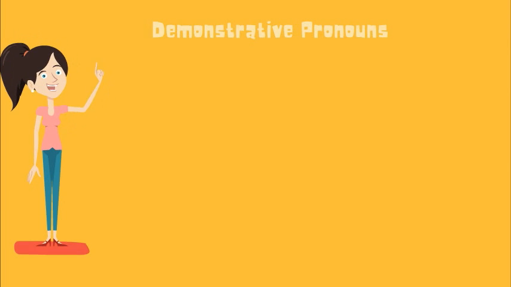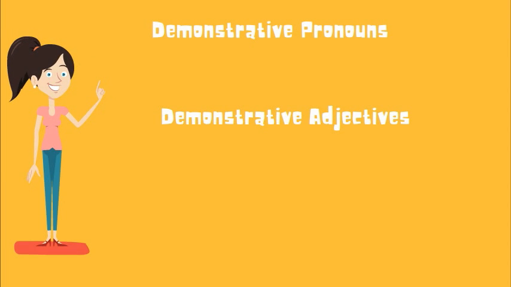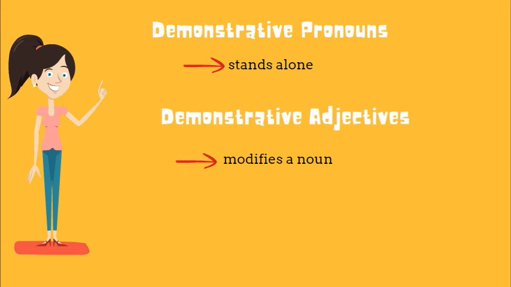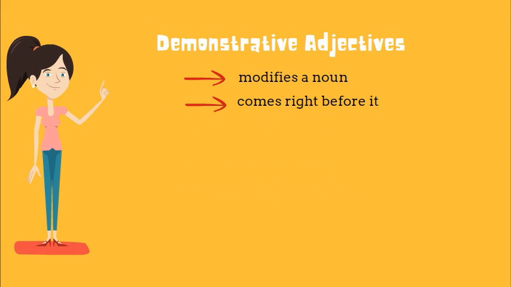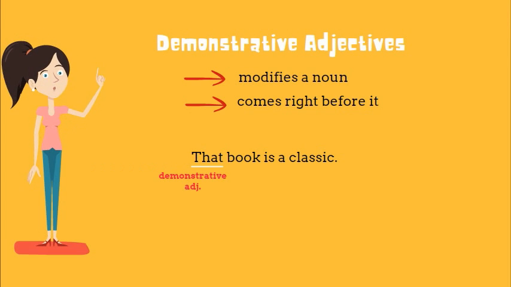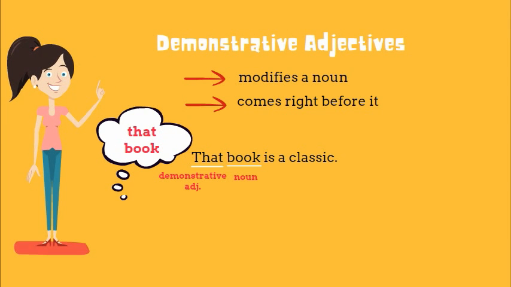Do not confuse demonstrative pronouns with demonstrative adjectives. They are identical, but a demonstrative pronoun stands alone, while a demonstrative adjective modifies a noun and comes right before it. Here's an example of a demonstrative adjective. That book is a classic. Here you have a demonstrative adjective followed by a noun that answers which book. That book.